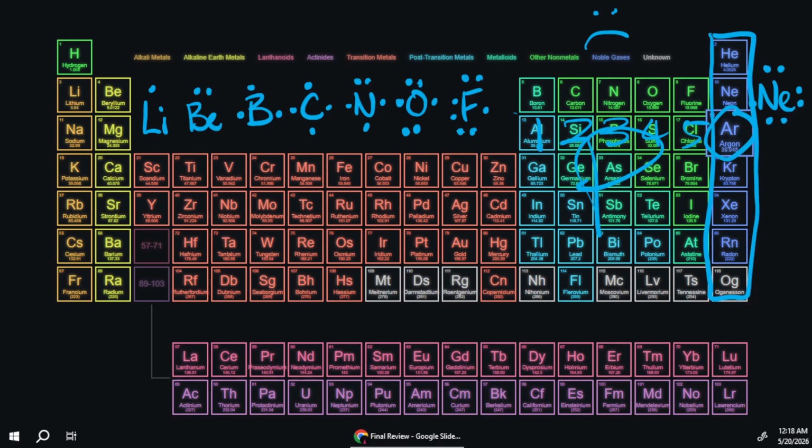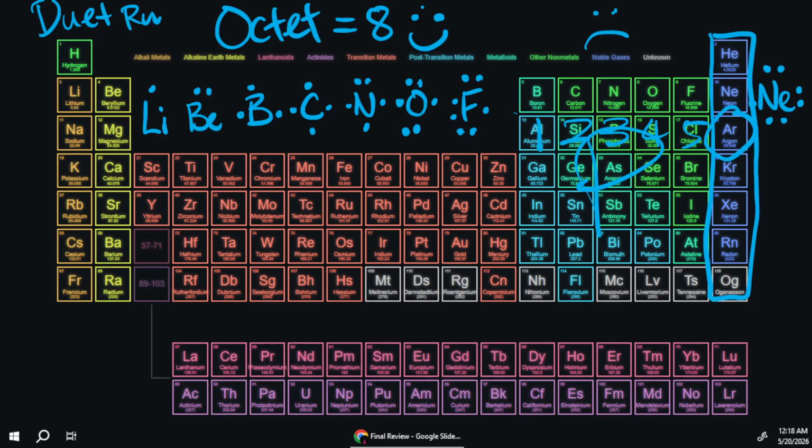So the octet rule basically tells us 8 is our happy number, and there's also a duet rule, the rule of 2 for only hydrogen and helium. But we don't really care about the duet rule because it's only 2. You can remember that. But for the octet rule, all the other elements prefer to have 8 valence electrons.